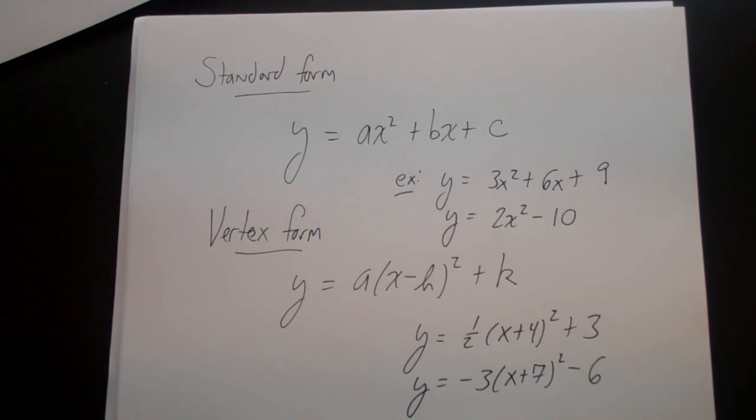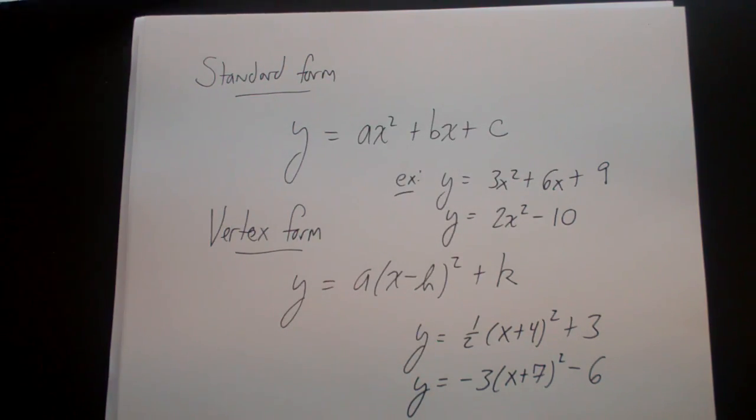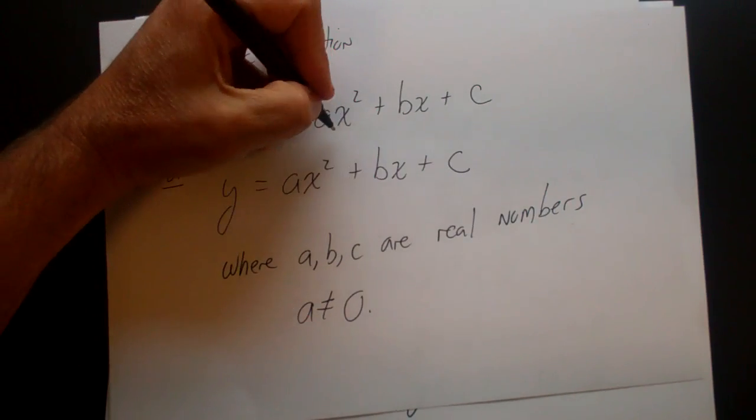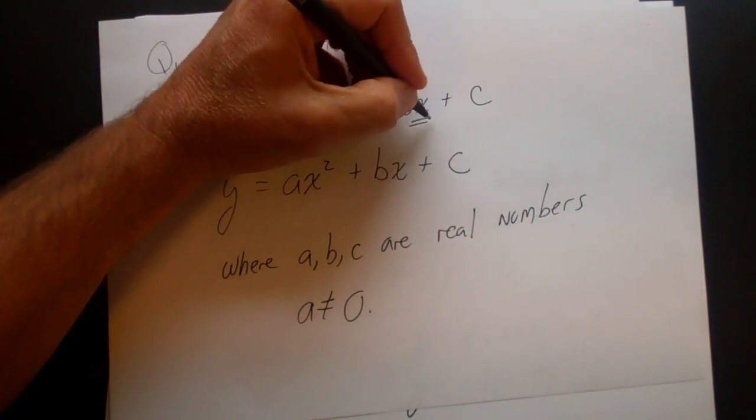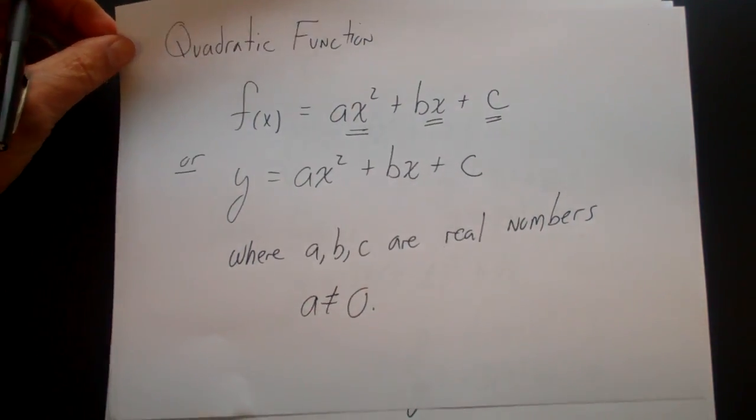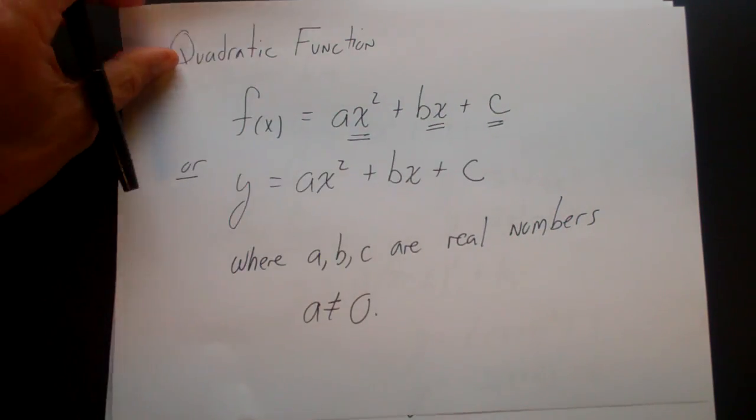All of these are quadratic functions, and the key here is simply that there's an x squared term. There may be an x term and a constant term, but there's always an x squared term in a quadratic. The graph of a quadratic is always a parabola.